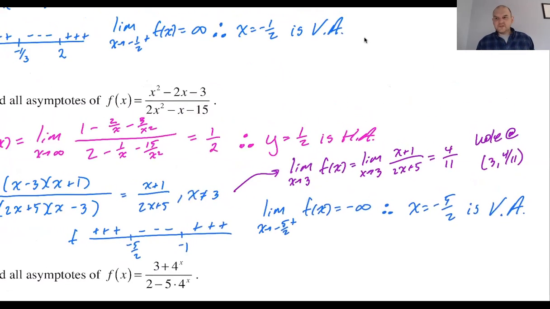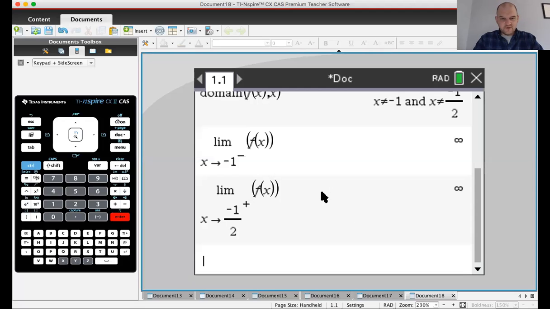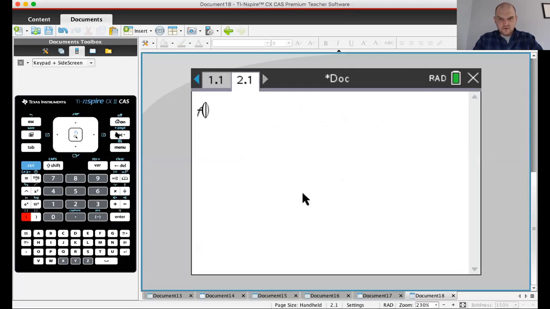All right, I feel like we should check this on the calculator because we have the ability to do that, and I cannot highlight for you how much you should be doing that. Every time you do a problem, just check it on your calculator. Let's see, doc for new problem. Let's store f of x as x squared minus 2x minus 3 over 2x squared minus x minus 15.